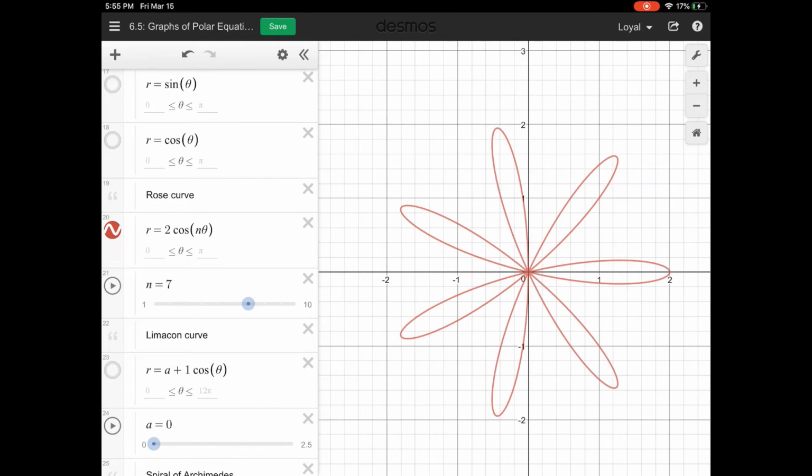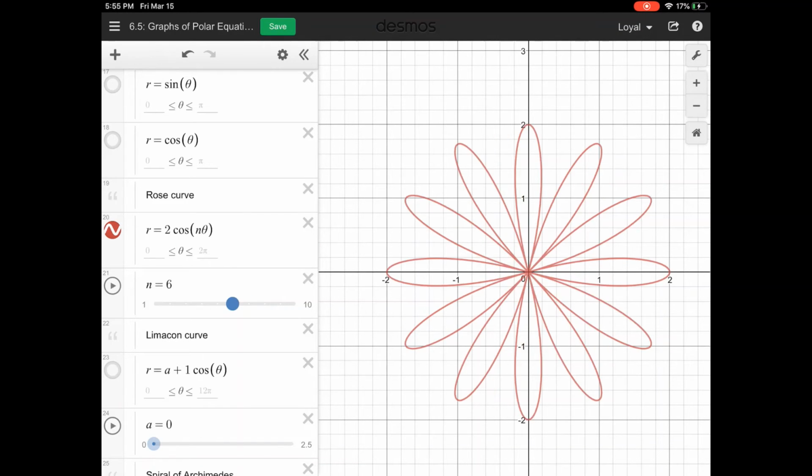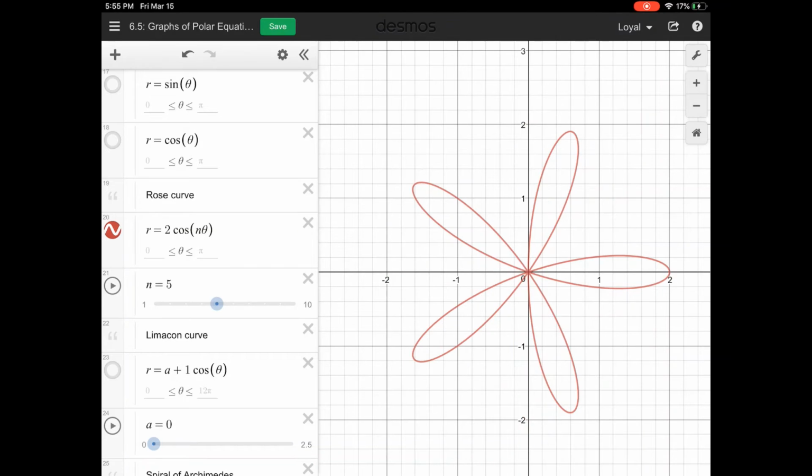Now, if I have an odd number, I can't really create a figure eight too well. I can only create half a figure eight, and because it can only create half a figure eight, it only has, let's say 5, I only have 5 half figure eights. I can't have 5 full figure eights. So that's kind of what's going on here.